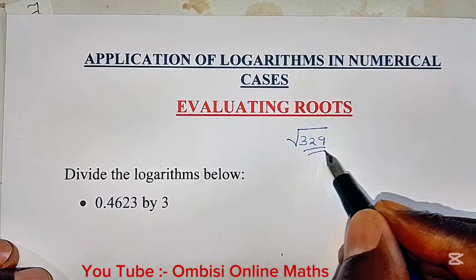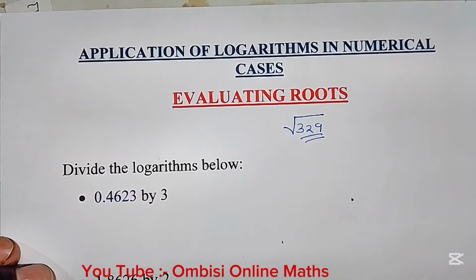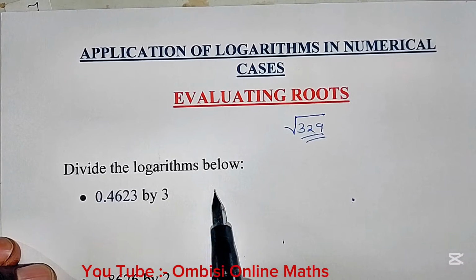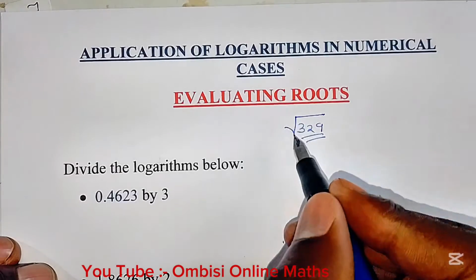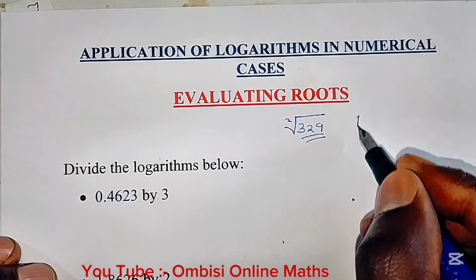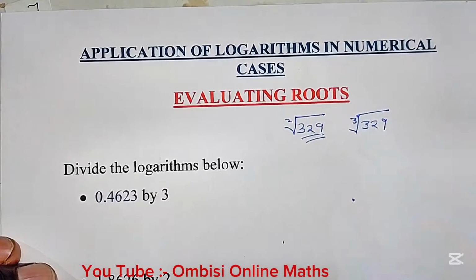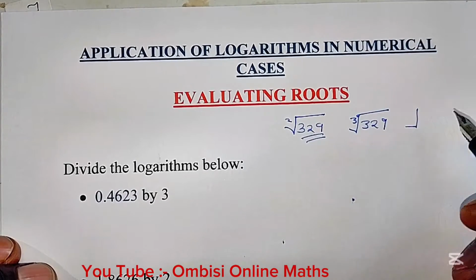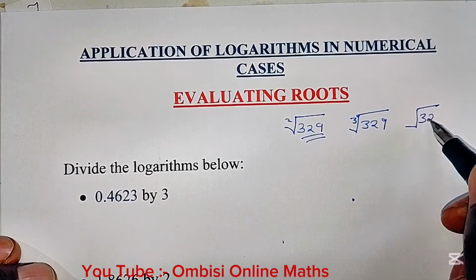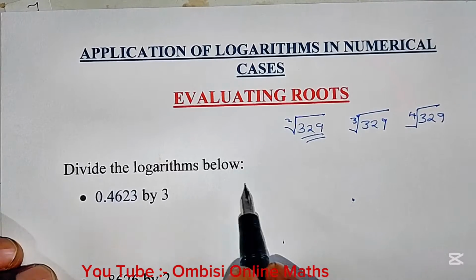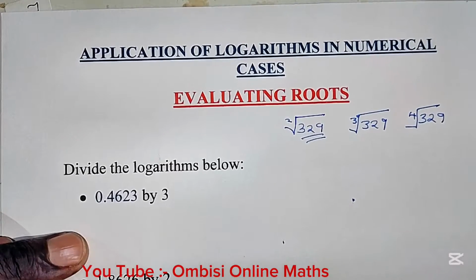So for us to understand how to evaluate such numbers, first of all, we need to understand how to divide logarithms by certain orders, because square root is order 2, we have cube root, it is order 3, we have fourth root, it is order 4. So we need to learn how to divide logarithms by orders.